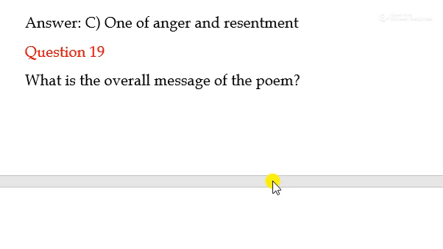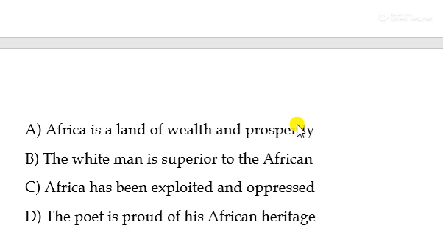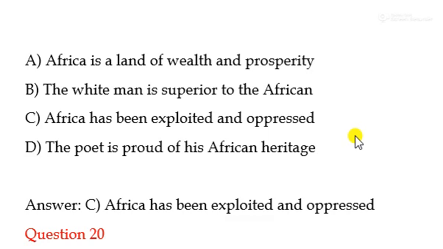Next question, what is the overall message of the poem Africa? Right, we are talking about the poem Africa by David Diop. Africa is a land of wealth and prosperity. The white man is superior to the African. Africa has been exploited and oppressed. The poet is proud of his African heritage. So option C is the correct answer.